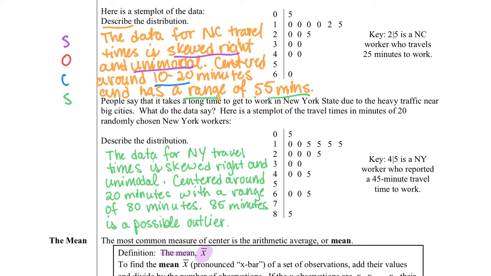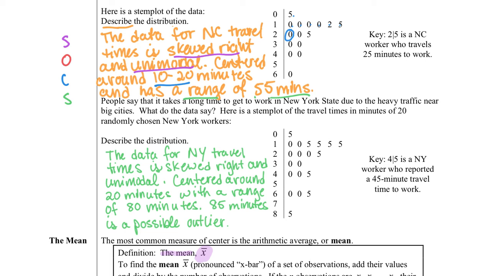Our North Carolina data had 15 numbers. So if I think about 15, I usually round that up to 16, divide by 2. So my median is going to be the 8th number. So I am just going to count here. So 1, 2, 3, 4, 5, 6, 7, 8. So it ended up being 20. And remember I said around 10 to 20 minutes. So that was pretty close there.